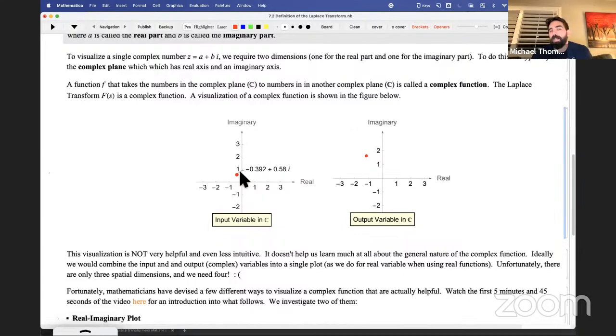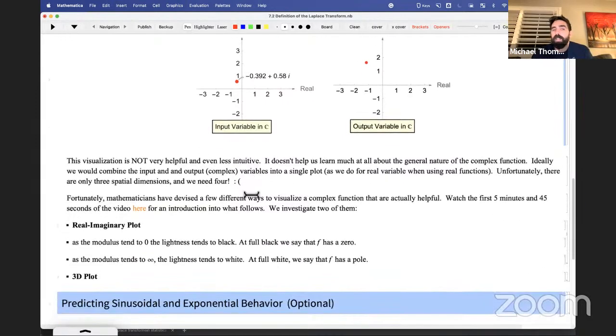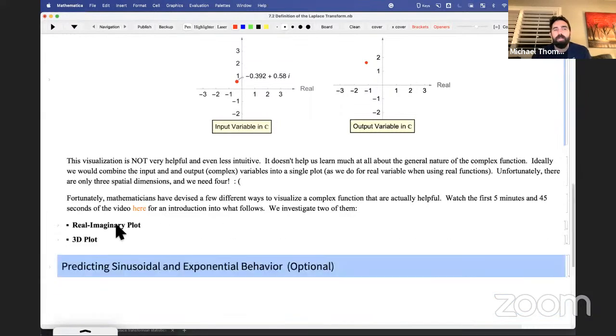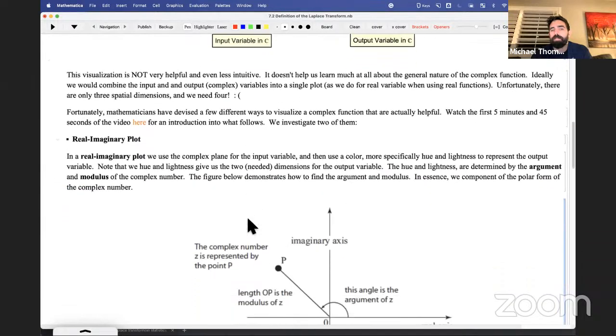So it isn't helpful. Fortunately, there are some mathematicians over time who have figured out ways that we can take something four-dimensional and somehow come up with different ways of trying to visualize it. And there are two ways we're going to talk about. One of them is the real imaginary plot, and the other one, the more interesting or fun one, is the 3D plot. All right, so let's start with the real imaginary plot.